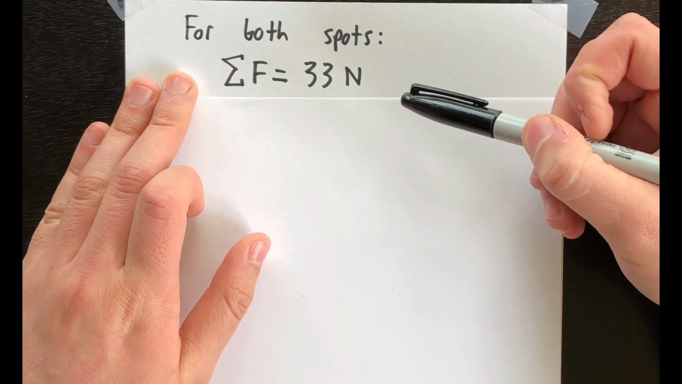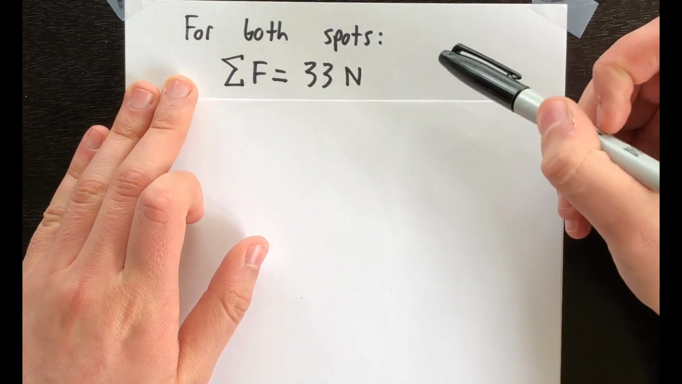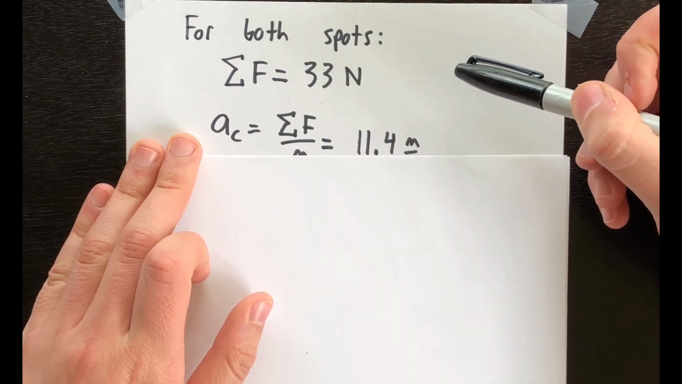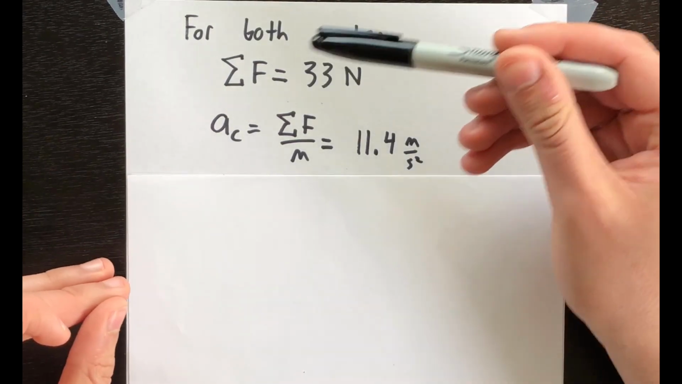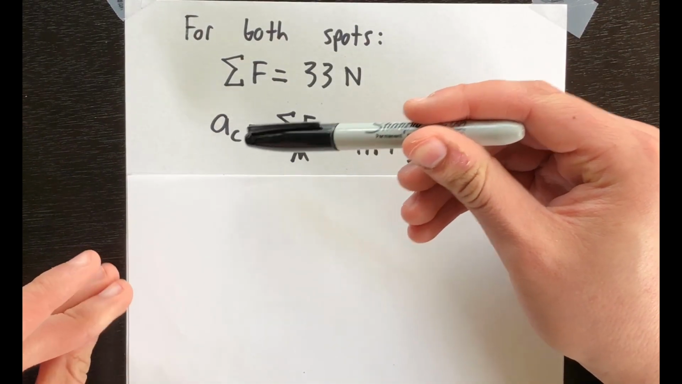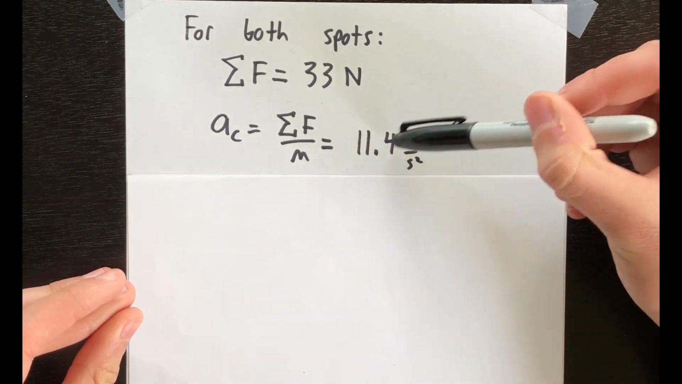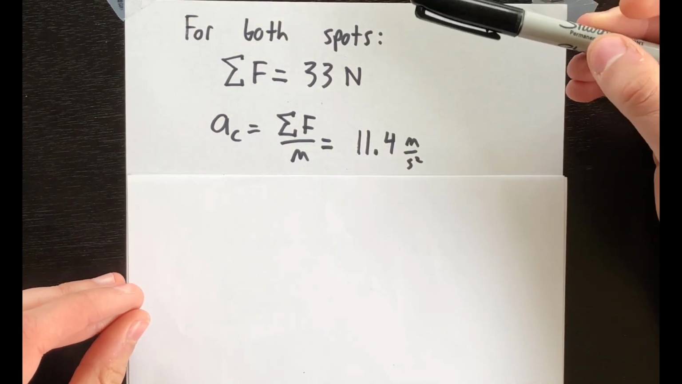The normal force changes, the gravity stays constant, and the total stays constant at 33. It's just the directions that change. So now we can see that the acceleration into the center of the circle at all times, the sum of the forces over the mass, is 11.4 meters per second squared.